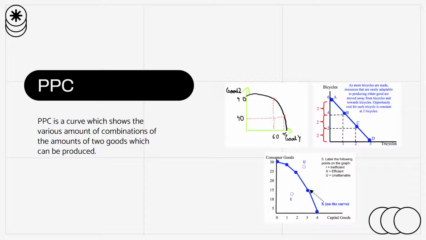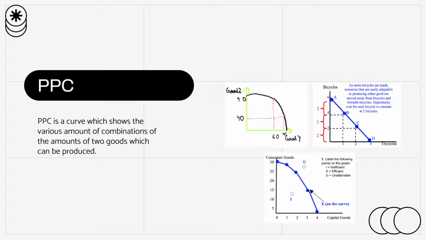So for every two bicycles, I'm 100% giving up one tricycle. But for good Z and good Y, the more and more I go down, the more and more I give away. So I'm making more good Y. That means, for example, if I'm making 95 good Y, I can only make 40. But if I'm going for 60, then I can only make 90. As you can see, every time you produce an additional good Y, you give up more and more of the good Z.